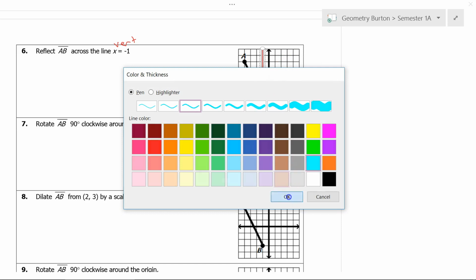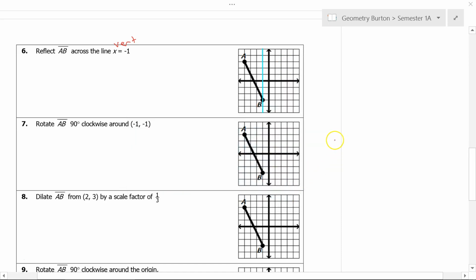Okay, make this a nice turquoise color. Alright, so that is my reflection line. Okay, so if I want to reflect A over this line, I'm going to go the same distance to the other side. So A is 3 to the left, so I'm going to go 3 to the right, and then that'll be my A prime.